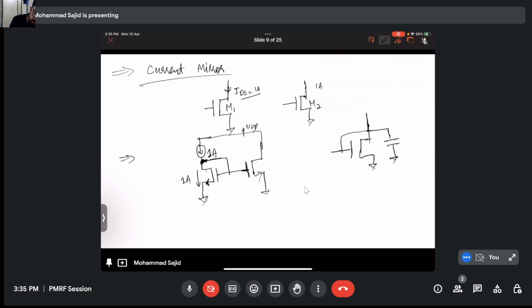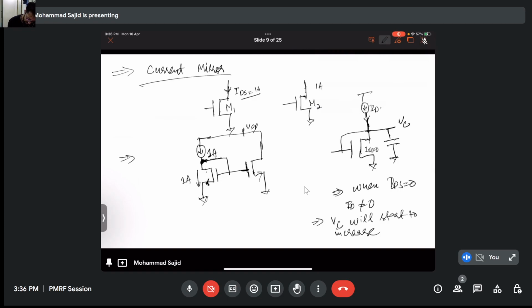Now you should understand that initially IDS is 0 and now I apply a current here, let's call it ID. So when this current comes and it sees that no current is in the device, so the capacitor voltage, let's call this VC, when IDS is 0 and ID is non-zero, the capacitor voltage VC will start to increase.